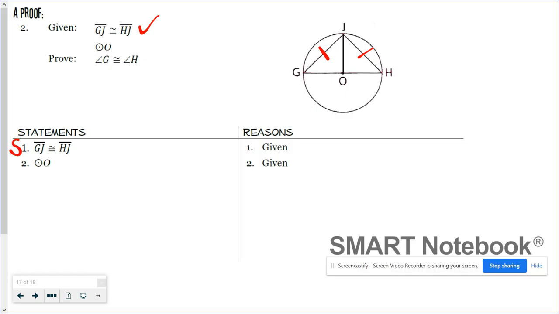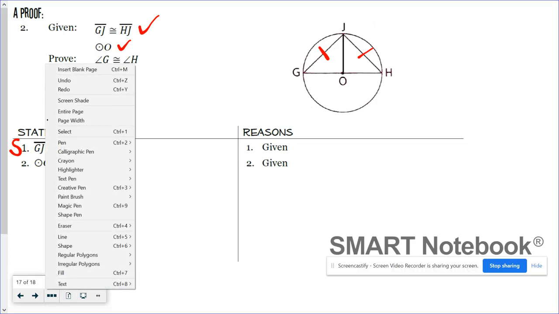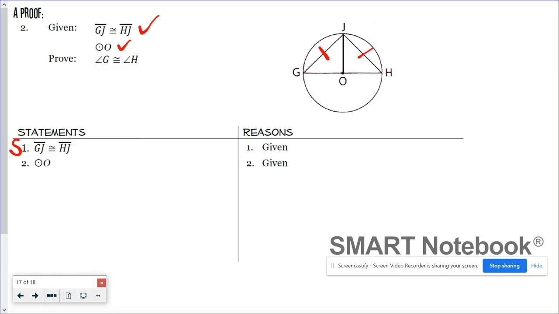I go into my next given. It says given circle centered at O, so I write that down. And I want to draw a conclusion. So what conclusion can we make? Yeah, we could say that GO is congruent to HO. And some of you might be wondering, can we also say it's congruent to JO? Yes, we can. Or we can do a separate reflexive step. Honestly, it's whatever occurs to you at the moment.